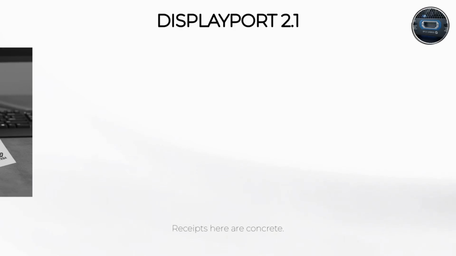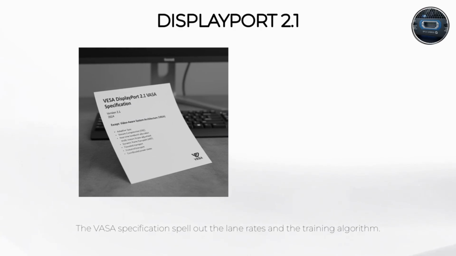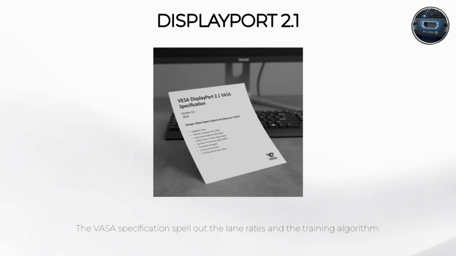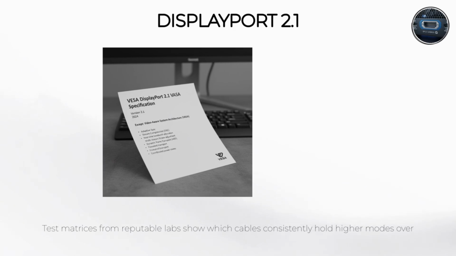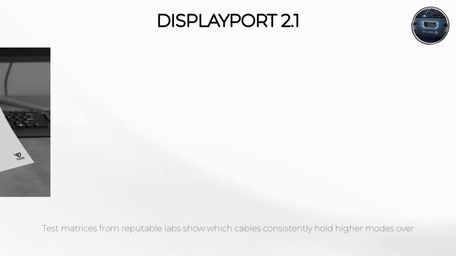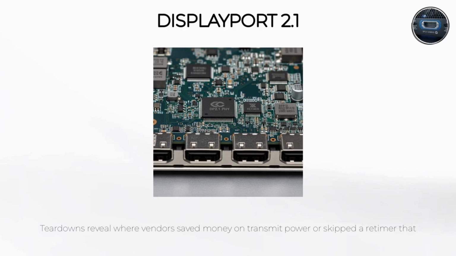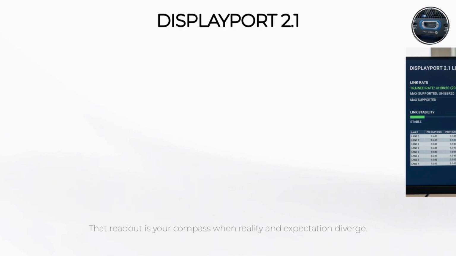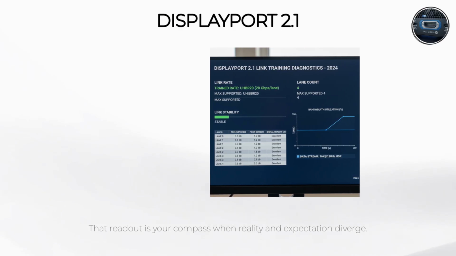Receipts here are concrete. The VESA specifications spell out the lane rates and the training algorithm. Test matrices from reputable labs show which cables consistently hold higher modes over length. Teardowns reveal where vendors saved money on transmit power or skipped a retimer that could have maintained margin. Many GPUs and monitors expose a diagnostics page that reports the trained rate and lane count. That readout is your compass when reality and expectation diverge.